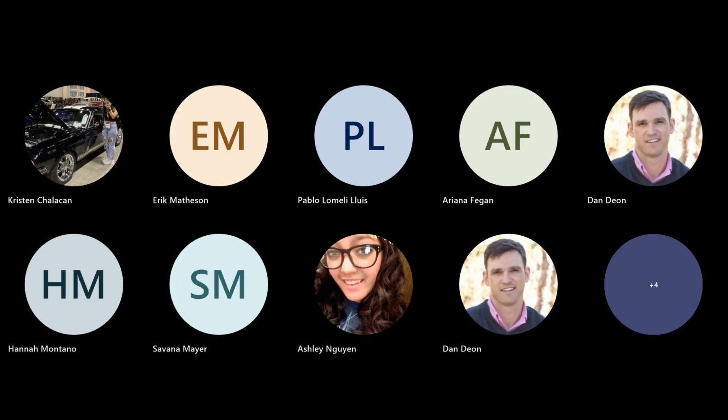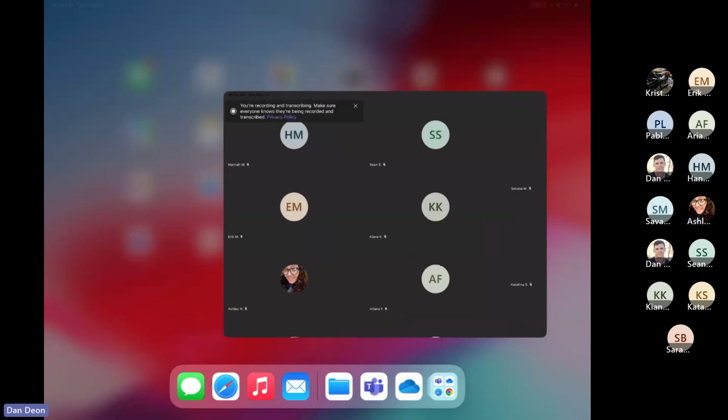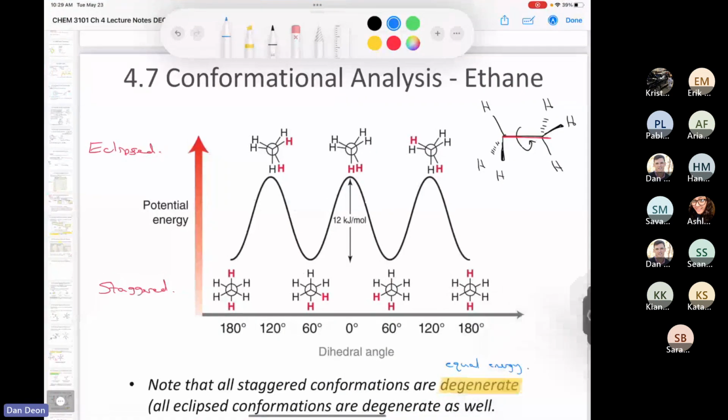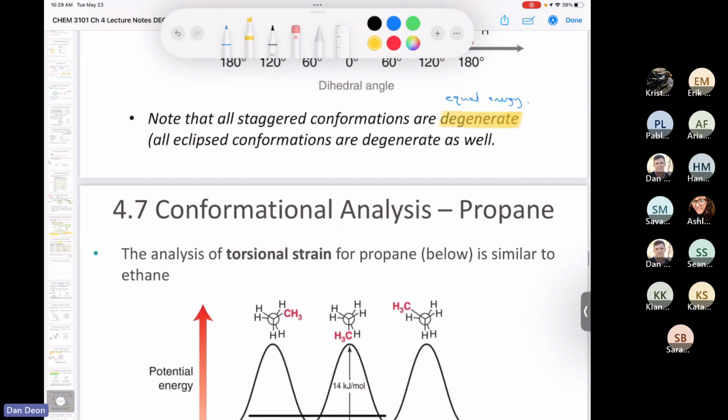Let's go back to the slides and take a look at the conformational analysis of propane and ethane, what we were just looking at. So here we see the conformational analysis of ethane, and you see the difference between the staggered and eclipsed conformations is about 12 kilojoules per mole.